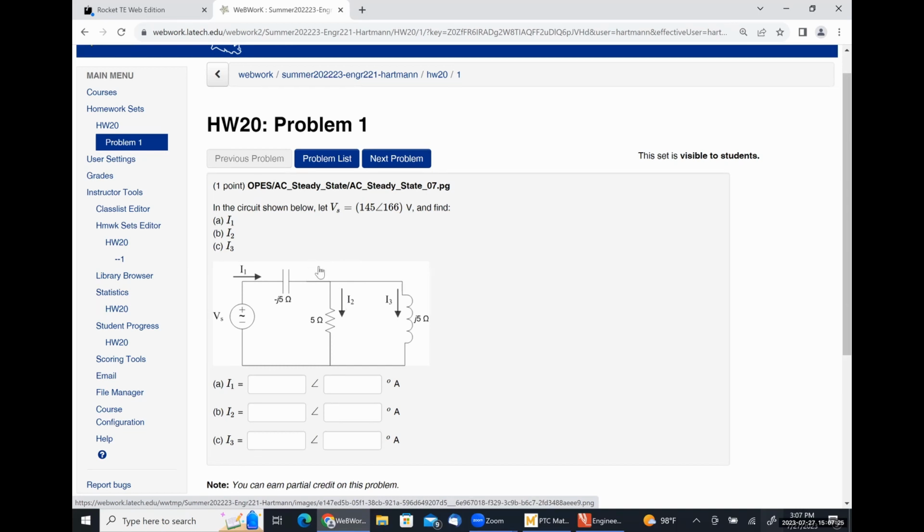Another way that we could think about it would be to lump all 3 of these impedances into a single equivalent impedance. Vs divided by that equivalent impedance would give us I1, and then we could use current division to find out how much I1 splits up among the 5 ohm path and the j5 ohm path.